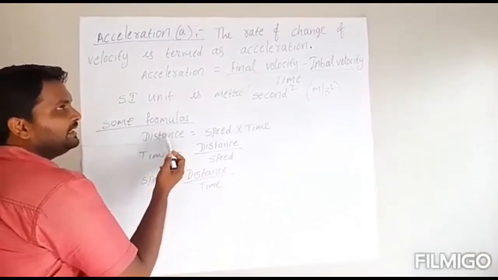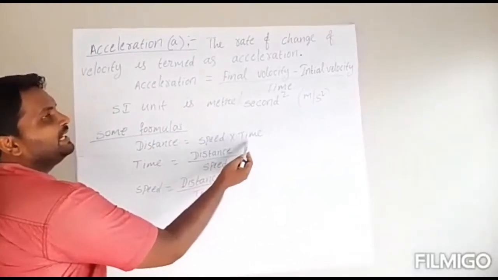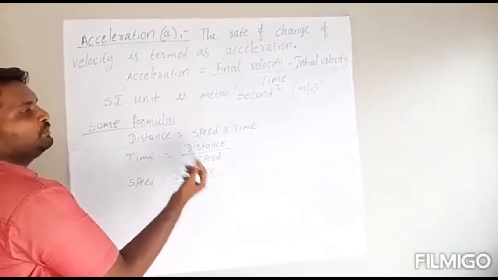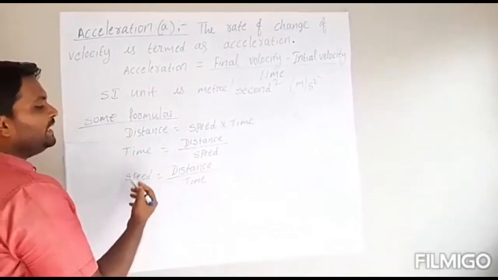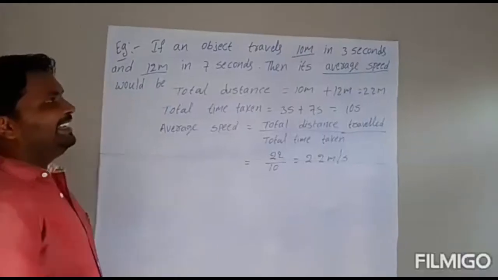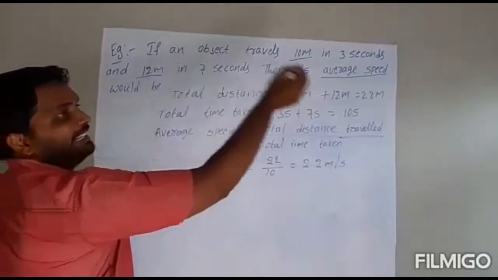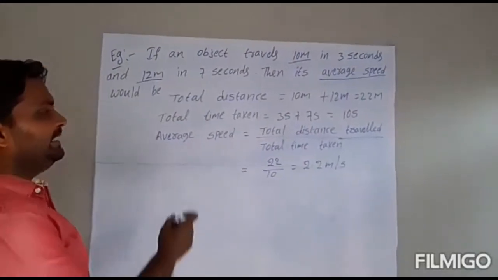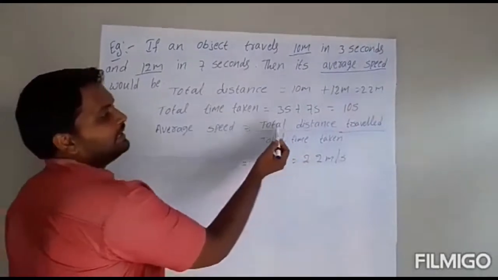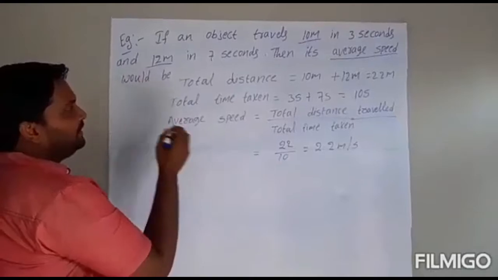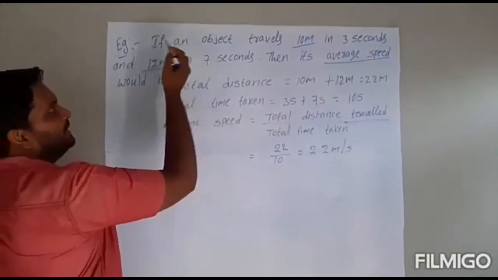If you want to calculate the distance, then this formula: speed into time. If you want to calculate the time, then distance by speed. If you want to calculate the speed, then distance by time. We will see one calculation that is related to average speed. I already told the average speed formula: total distance traveled by total time taken. So now we will see this calculation.